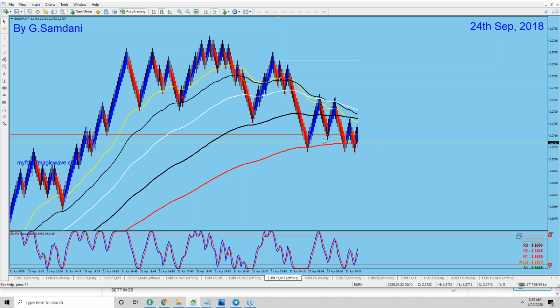But for the 7-minute, for long you have to have yellow above the black, but also yellow must be above the red, or for short below the red, as well as below the black. So it is below the red, but not below the black, so the short setup is not there. The long setup, no, it is not, because the yellow is below the black. So it's not long, it's not short. We have to wait.